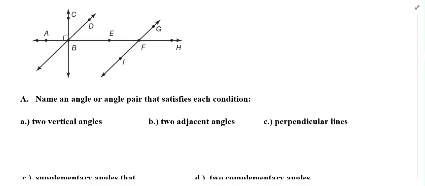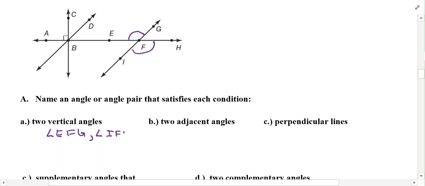Now when we look at this picture, there's multiple answers to each of these questions. We'll look at a few of them. So for the first one, we want to name two vertical angles. My eye is drawn right away to this pair right here. So I could talk about angle EFG and angle IFH. Another pair of vertical angles could be here, angle EFI and angle GFH. Of course, we still do have other pairs. We have this pair right here. We also have this pair here. So there's multiple pairs of vertical angles in this picture. We just only had to name one pair.